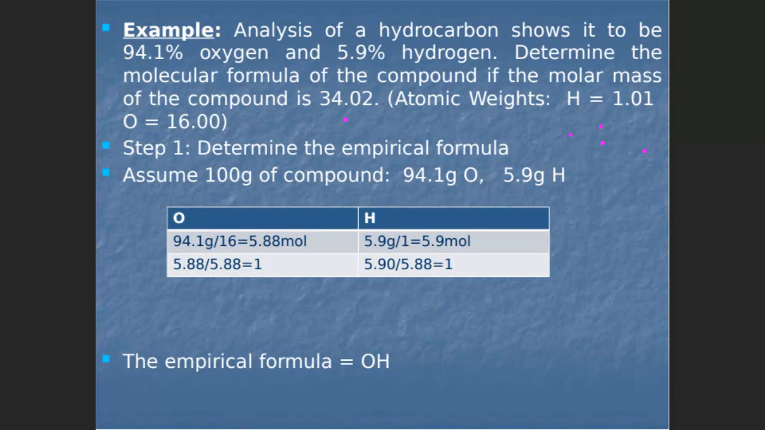If the molar mass of the compound is 34.02, and the atomic weights they give you. Now maybe you have gone through the process of converting grams to moles and how to find the empirical formula. If you take the moles and divide by the lowest, you find 1 and 1. That means you very easily get the empirical formula OH. Now you have the molar mass 34.02.